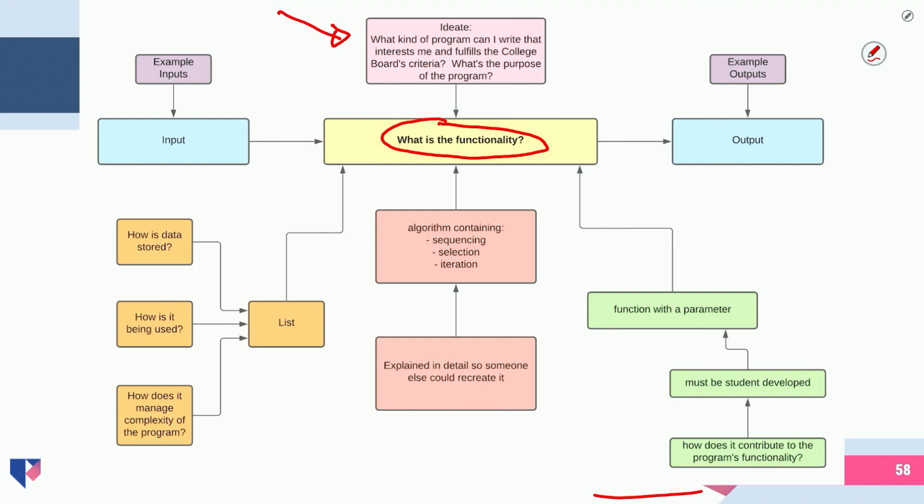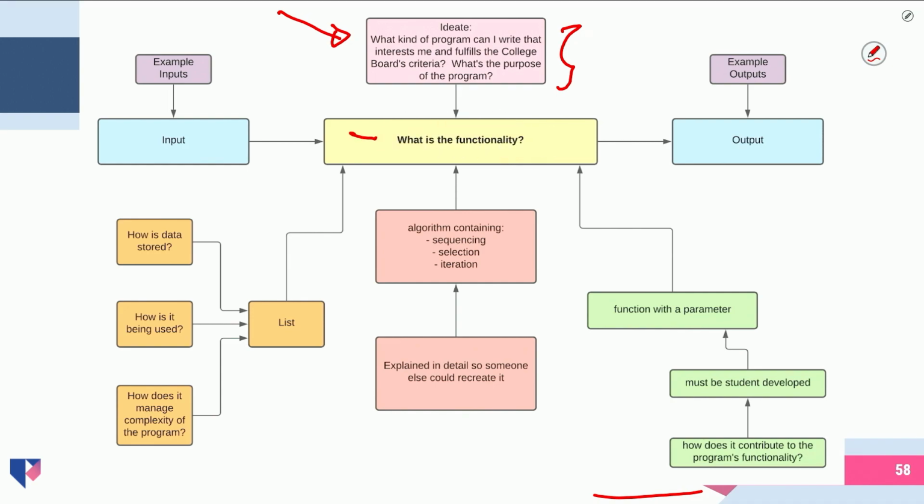And kind of preceding that, I would say you want to ideate and think about what kind of program I can write that would be interesting to me, being the student, by the way, and fulfills the College Board's criteria. I think at the end of the day, the College Board's trying to get students to create projects that they'd be interested in, give them enough classroom time to work on it, and, again, fulfill a specific specification here. Also think about what the purpose of the program is. So that's the idea stage.